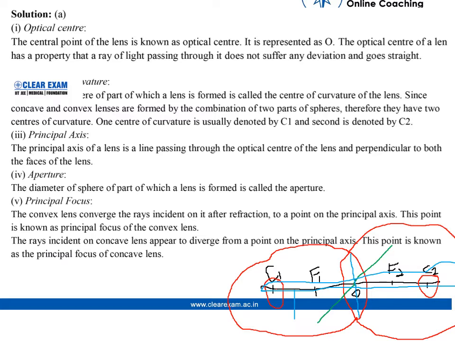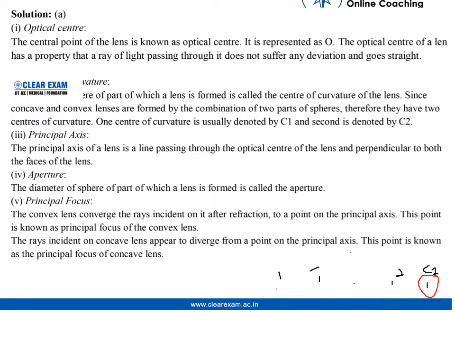Okay. Then principal focus. So F1 and F2 are the principal focus. A convex lens converges the rays incident on it after refraction to a point on the principal axis. The rays incident on a concave lens appear to diverge from a point on the principal axis. So this point is known as principal focus. So F1 and F2 are principal focus. So let's remove it and move on to the next part of the question.